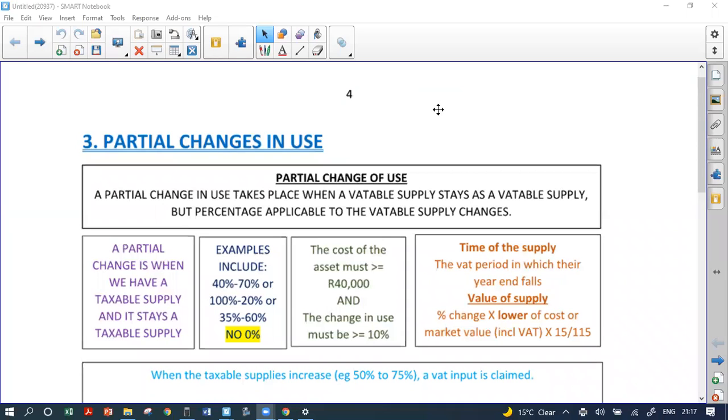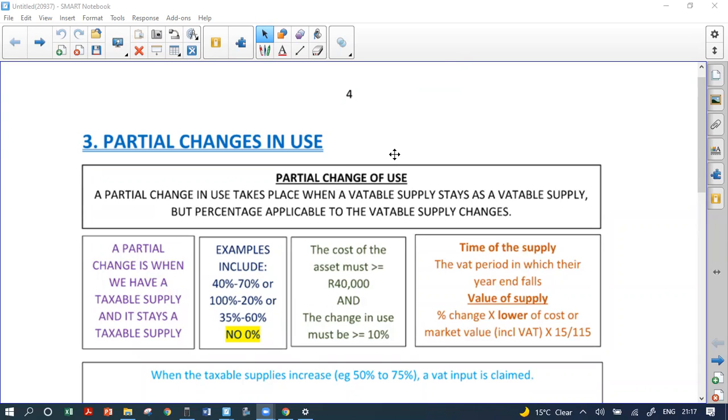Just one or two principles, guys. When something is 95% VATable, there's a thing called the de minimis rule, and the de minimis rule rounds up to 100%. So basically anything that's 95% or more generally gets rounded up to 100%.